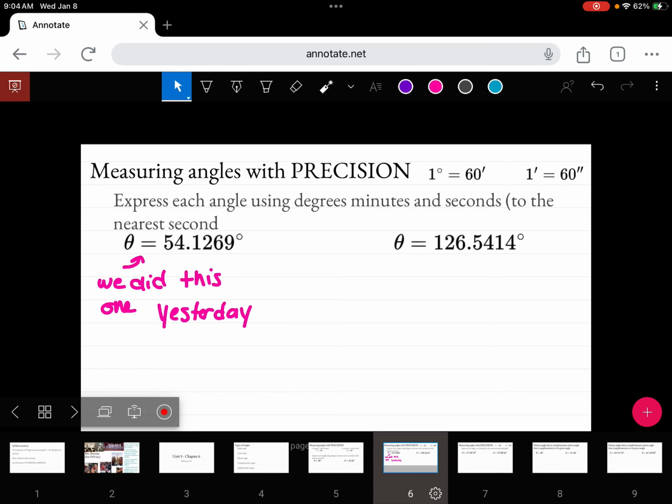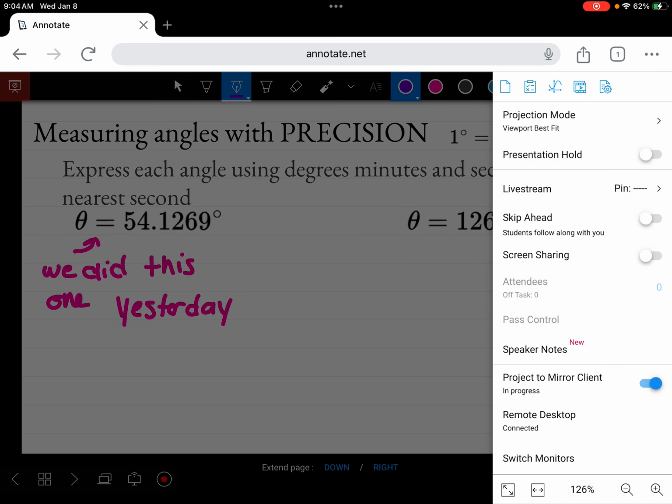All right. Oh, let me change the screen. It's going to zoom in on me.